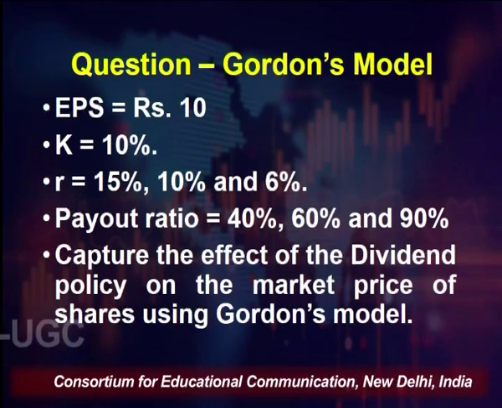So, in all we are going to calculate price of the share 9 times. That is, for R as 15%, we are going to solve it for payout ratio 40%, 60% and 90%. Then for R 10%, again 3 cases of payout ratio, and when R is 6%, again 3 cases of payout ratio. By using this value, we need to capture the effect of dividend policy on the market price of the share using Gordon's model.